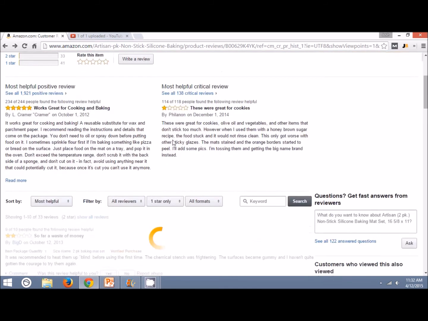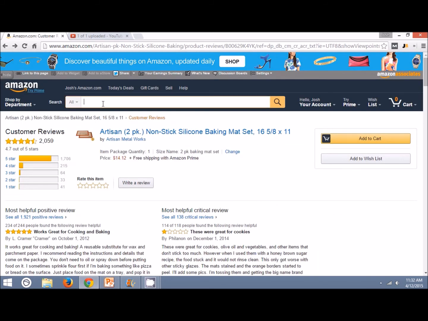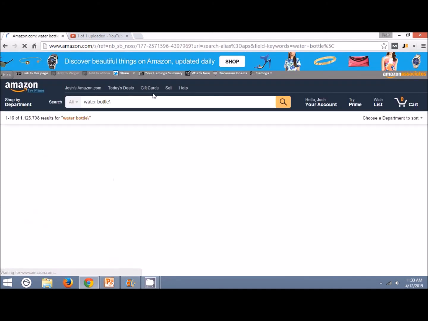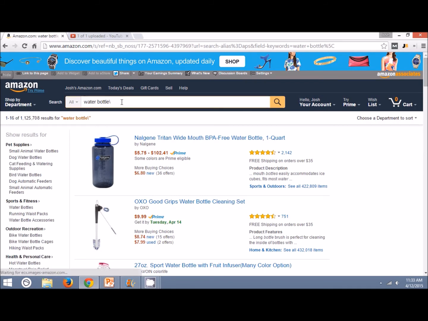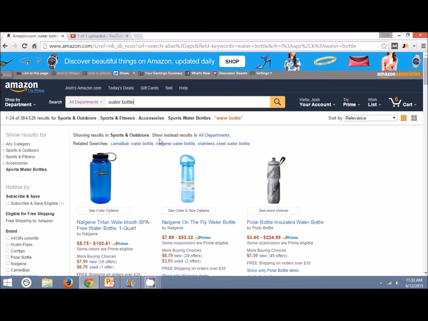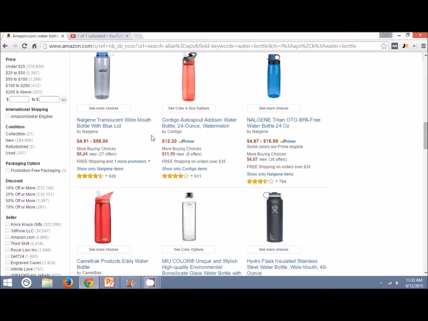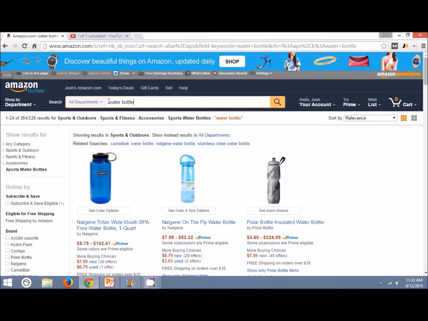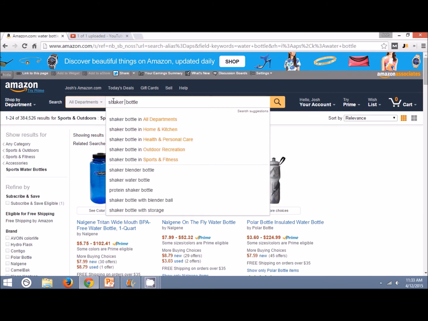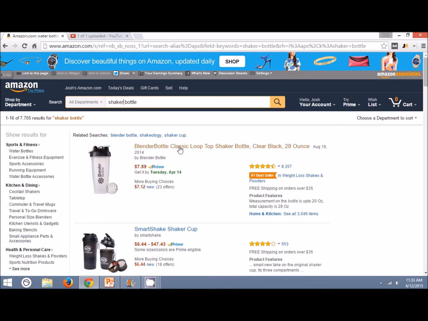So let's just try to find another product. Let's think. What's something else we could look at? Let's see. Just do something really generic. Water bottle. Not a water bottle. It's like a shaker bottle. Yeah, right here. Blender bottle. That's exactly what I want to see.